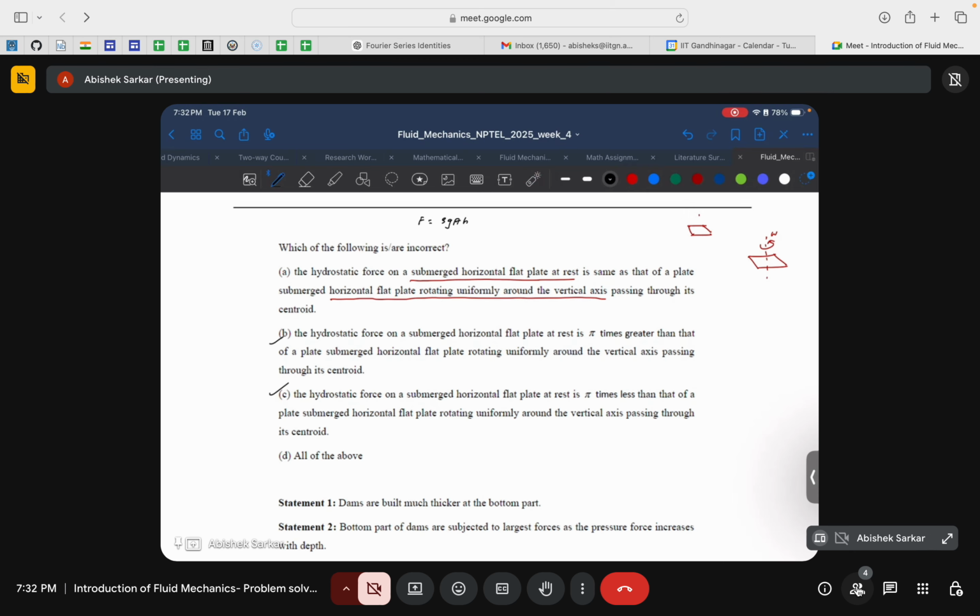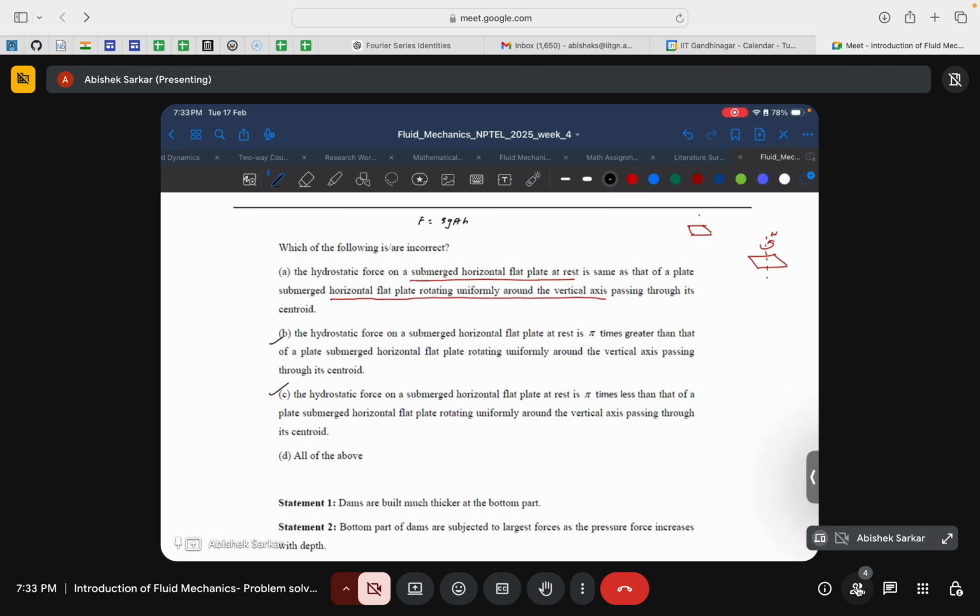Okay, but again, I understand the confusion. The confusion is that we take a very important assumption, that we consider the scenario where the rotation of the plate won't cause much change in the fluid motion. Since the fluid is at rest, the rotation of the plate won't cause any kind of motion to the fluid. So the fluid will still remain at rest. That's the approximation you need to consider while answering this question.